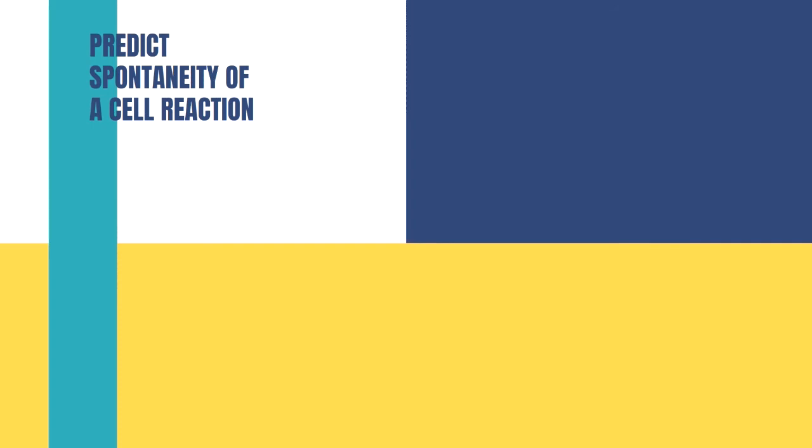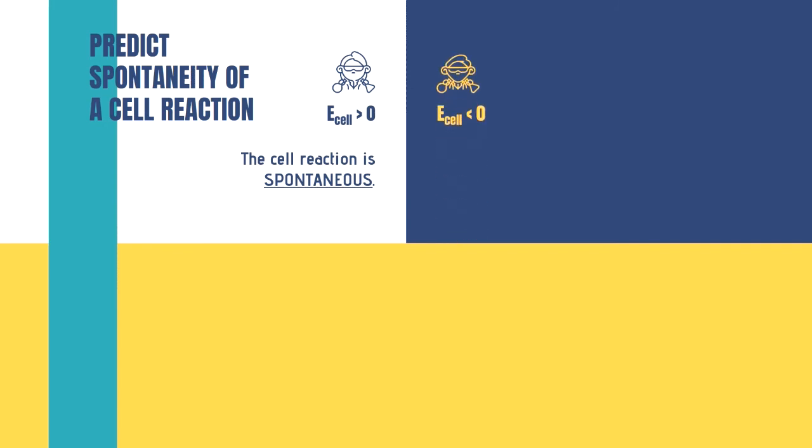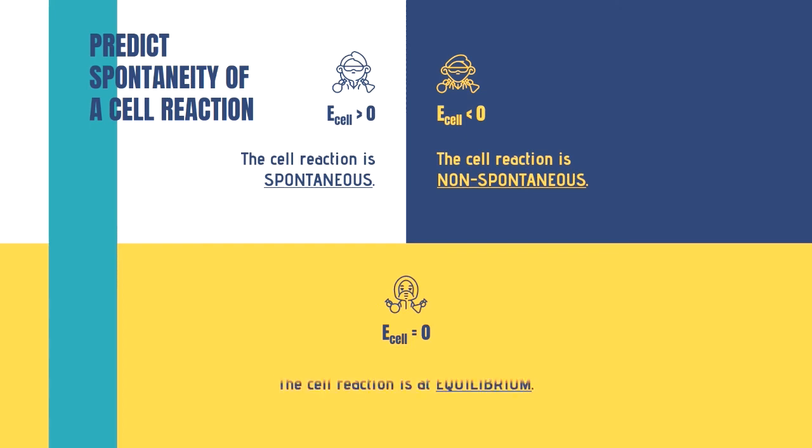Predict the spontaneity of a cell reaction. When E cell is larger than 0, the cell reaction is spontaneous. When E cell is smaller than 0, the cell reaction is non-spontaneous. And when E cell equals 0, the cell reaction is at equilibrium.